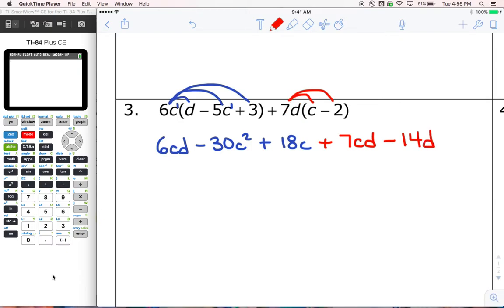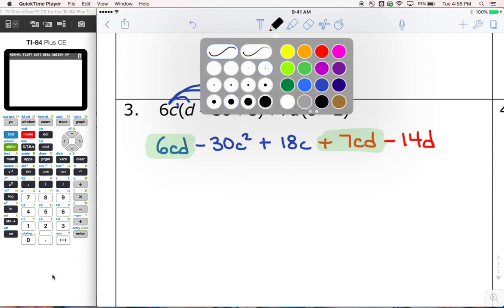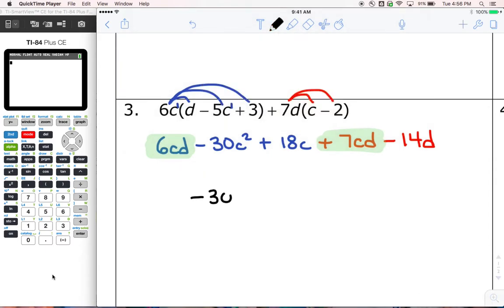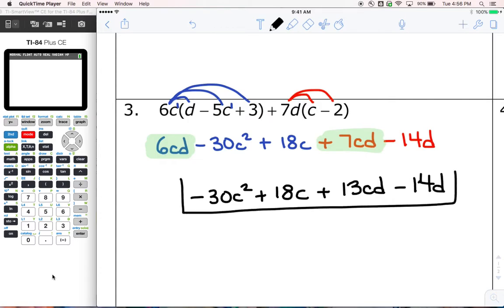All right, now before we're finished, we need to check for like terms. And in this case, we actually do have like terms. We have two terms with cd, which means that we're going to add those together. So my final answer here: we've got negative 30c squared plus 18c. And then I'm going to add together 6 plus 7 and get 13cd minus 14d. That is as much as I can do. I don't have any other like terms to combine.